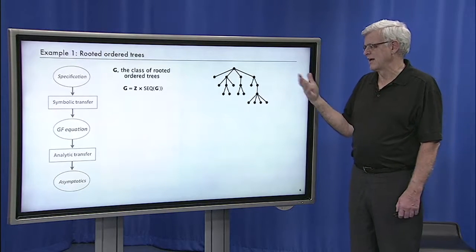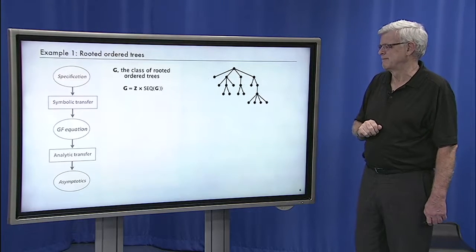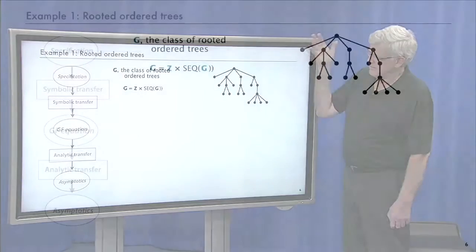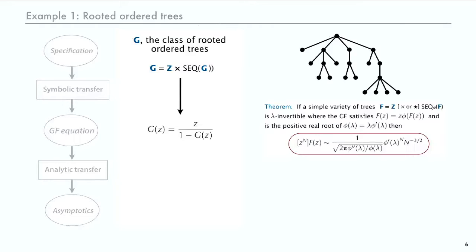This is a review of last lecture, but maybe some people are watching this lecture for the first time. So if G is the class of rooted ordered trees, the construction is the Cartesian product of Z and a sequence of trees. A tree is a root and a sequence of trees. That immediately translates to the generating function equation, G of z equals z over 1 minus G of z.